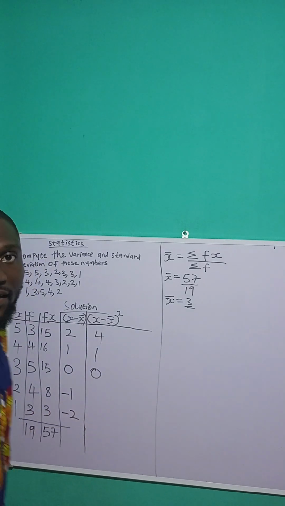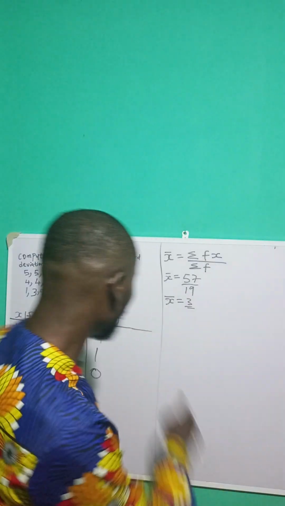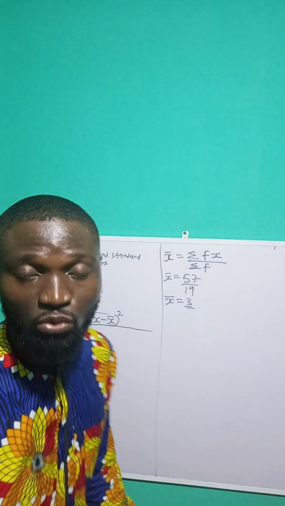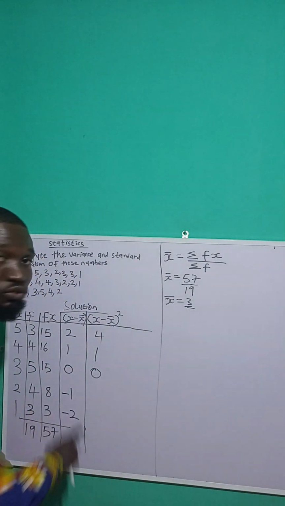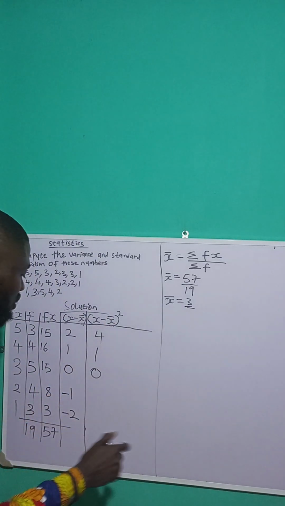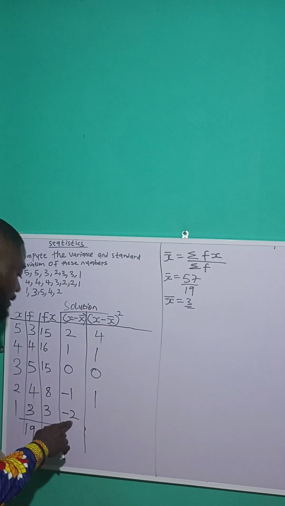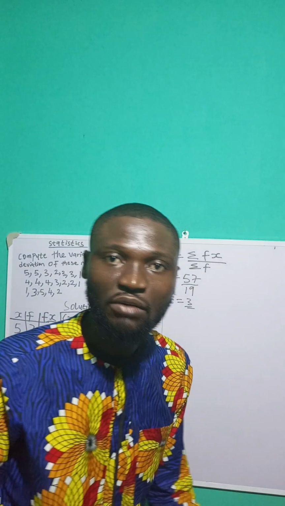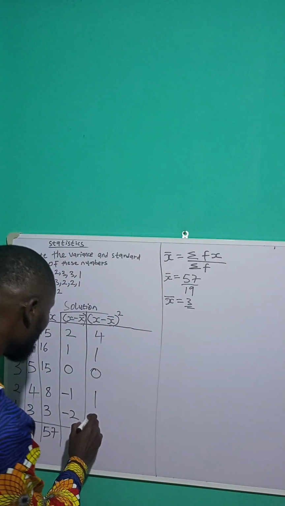Now this negative sign here, we will neglect it. Automatically, this minus 1 changes to 1. So 1 raised to power 2 is the same as 1. Then this minus 2 becomes 2. We neglect the negative sign. 2 raised to power 2 is 4.